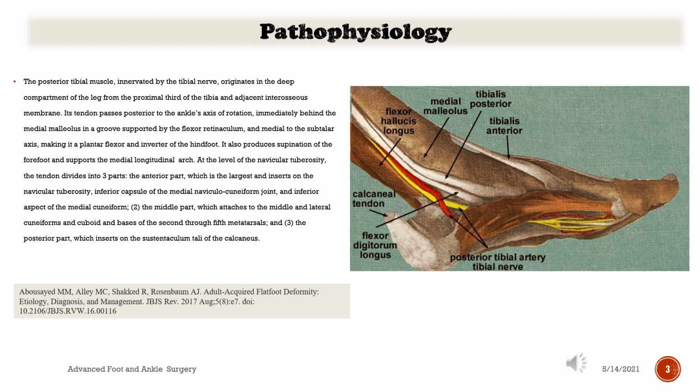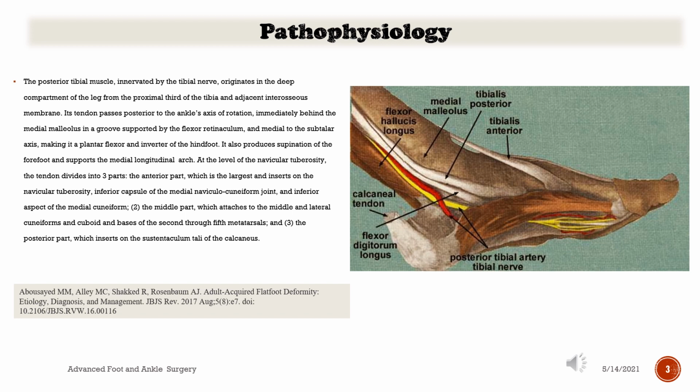Pathophysiology. The posterior tibial muscle, innervated by the tibial nerve, originates in the deep compartment of the leg from the proximal third of the tibia and adjacent interosseous membrane. Its tendon passes posterior to the ankle's axis of rotation, immediately behind the medial malleolus in a groove supported by the flexor retinaculum, and medial to the subtalar axis, making it a plantar flexor and inverter of the hindfoot. It also produces supination of the forefoot and supports the medial longitudinal arch.